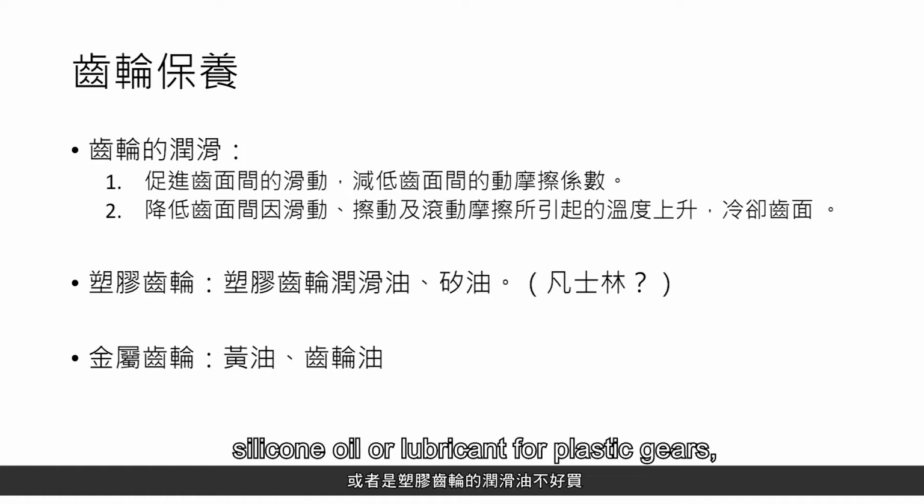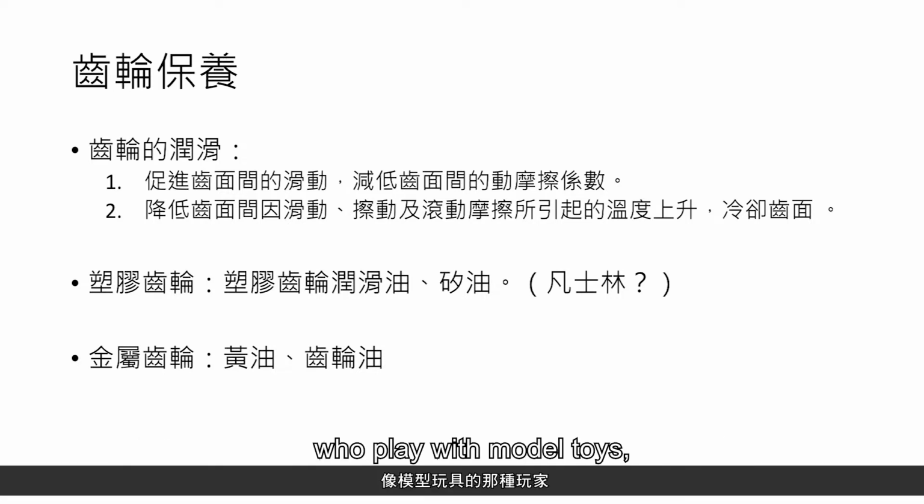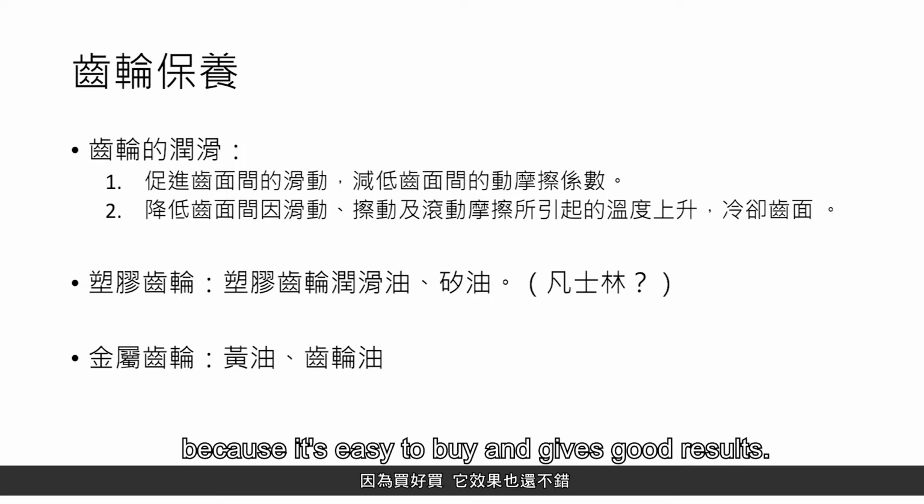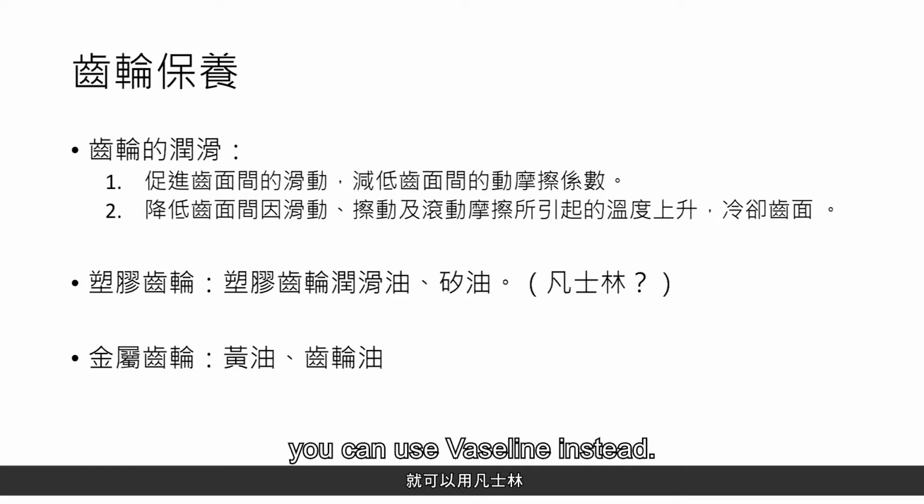Because it's not easy to buy silicone oil or lubricant for plastic gears, you may have to go to some specialized shops to buy them. I've also seen people who play with model toys. They use Vaseline. After I used it for real, I realized that it's quite convenient because it's easy to buy and gives the result. If you're not able to buy silicone oil, you can use Vaseline instead. Of course, this is not a regular method, but it is a method that is easy to acquire. For the other type, you can apply grease or something similar to motor oil when you are using gears. You can add some lubrication.